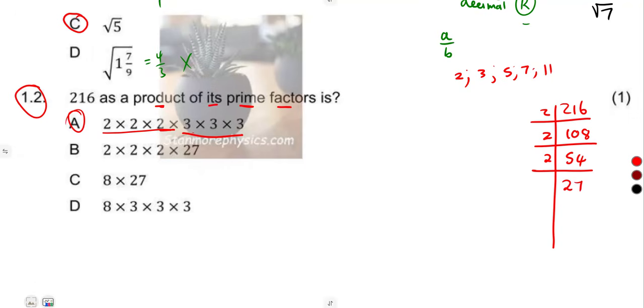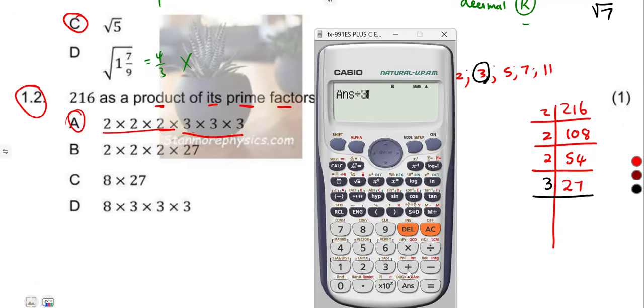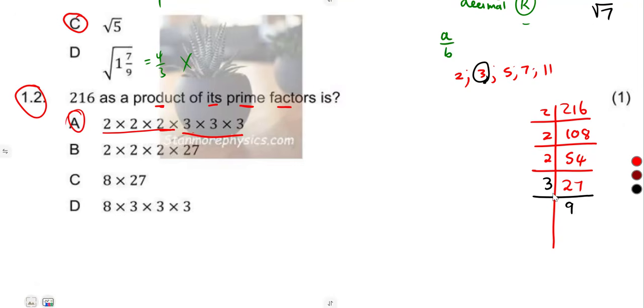So this time we cannot use a 2, guys. 2 is not a factor of 27. But 3 is a factor of 27. So we're going to use 3. Divide by 3, 27 divided by 3 is 9. Again, 3 is a factor of 9. So 9 divided by 3 is 3. 3 is a factor of 3. So 3 divided by 3 is 1. So until you obtain a 1, you are done.